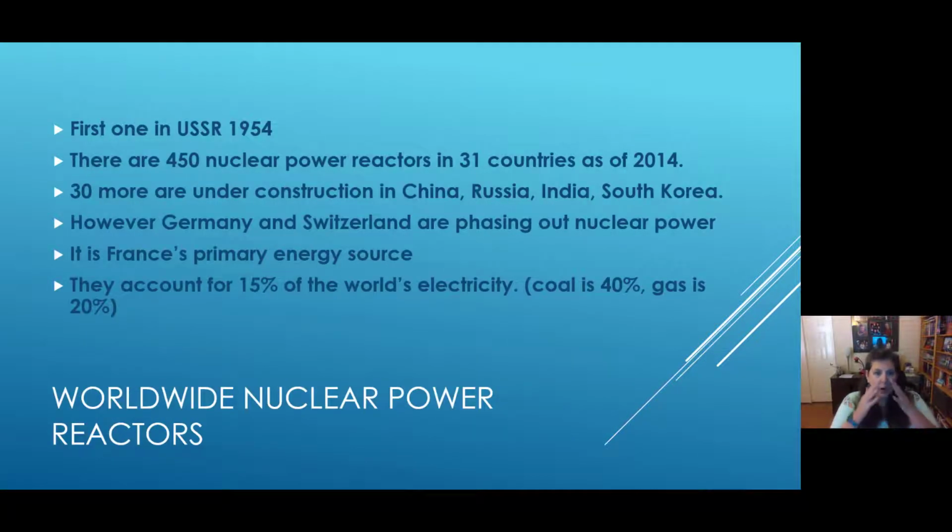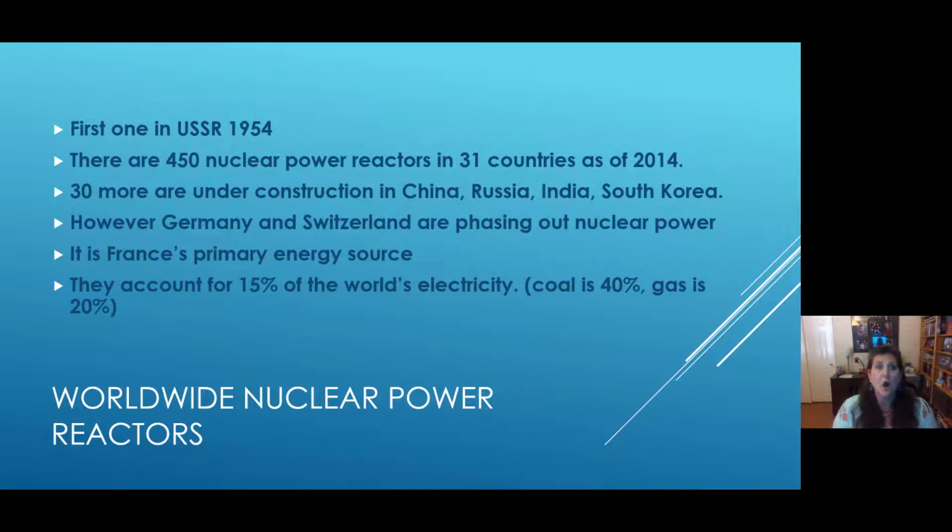So worldwide nuclear power plants. The first one was in the former Soviet Union in 1954. Right now, there's 450 nuclear power plants in 31 countries as of 2014. They've been building more, so we may have more now. 30 more under construction in China, Russia, India, and South Korea.